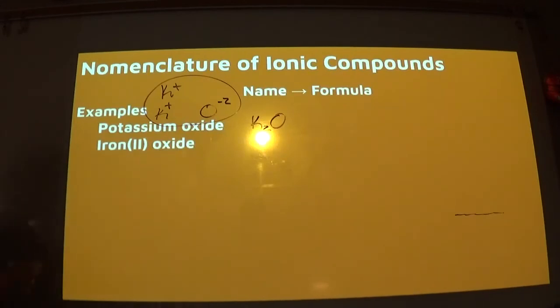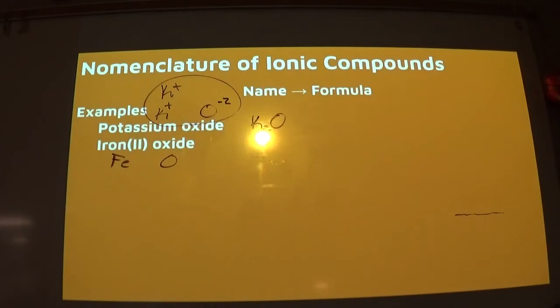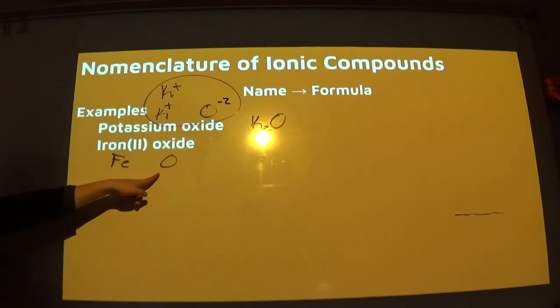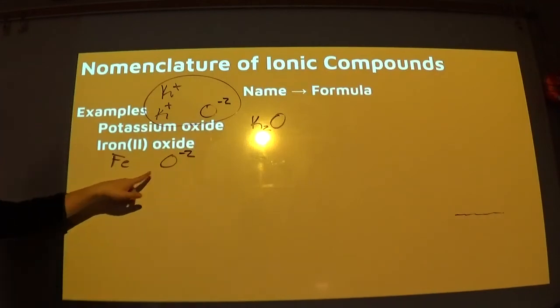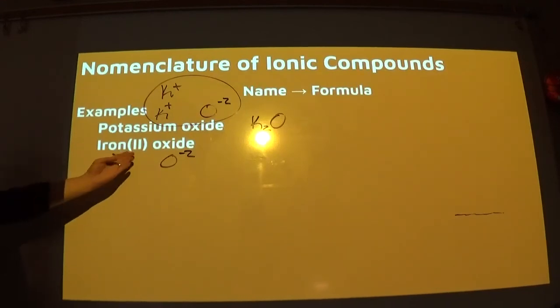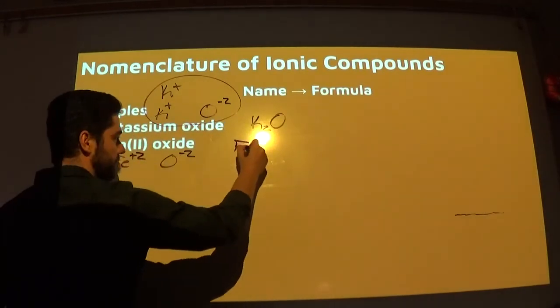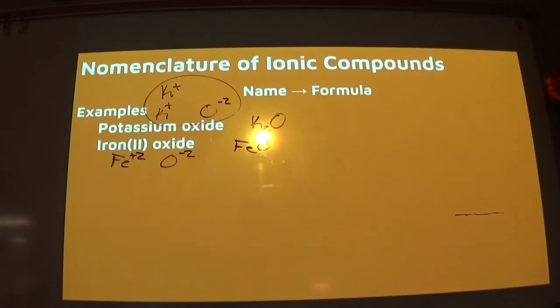Iron(II) oxide. I know iron is Fe. I know oxide is O. Do I know the charges? What's the charge of oxide? Still -2. Okay, it's in group 16. Iron, it's a transition metal. How do I know what its charge is? It's in the name. Yeah, that's the whole point. It's iron(II). It's given to us right there. So those cancel out, so iron(II) oxide is that. Okay, so that's how we're going to do that.